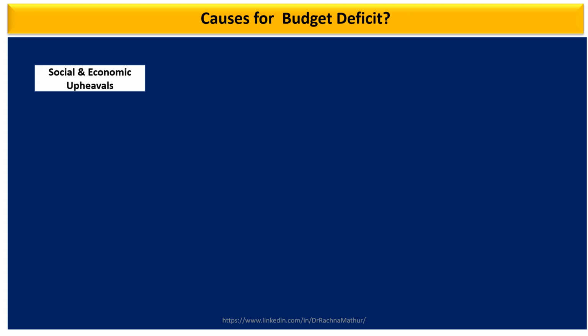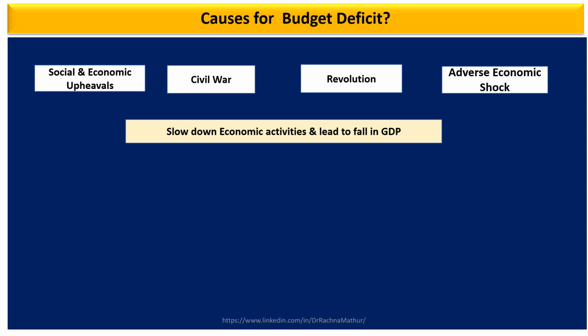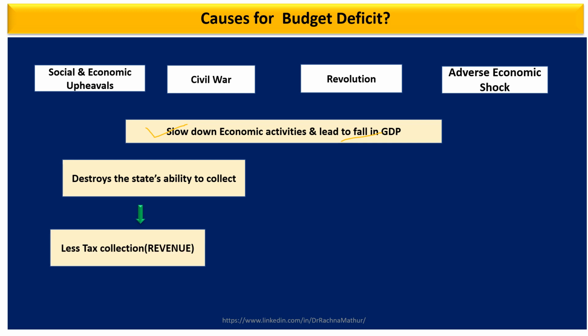Budget deficits are caused by social and economic upheavals, civil war, revolution, and adverse economic shocks in the country. These altogether are responsible for a slowdown of economic activity and lead to a fall in the country's GDP. As a result, it destroys the state's ability to collect taxes, and the government is left with a smaller amount of tax revenue collection. Because there is a fall in economic activity and in GDP, there is less collection in the form of direct and indirect taxes.